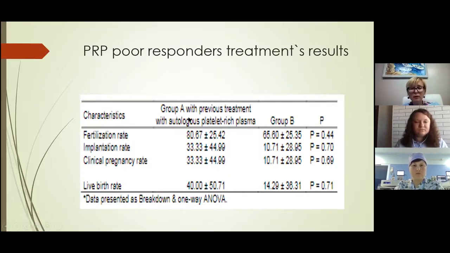For example, in this work, we can see that group A was previously treated with platelet-rich plasma, and another group of poor responders was not. So we can see here a higher fertilization rate of eggs, higher implantation rate, and higher clinical pregnancy rate also. And the difference is around 3 times. It is a very important difference.